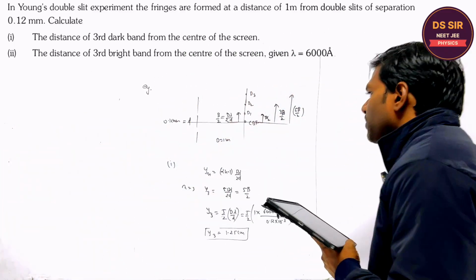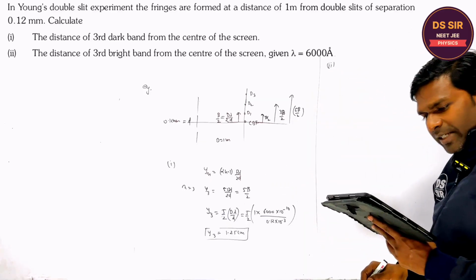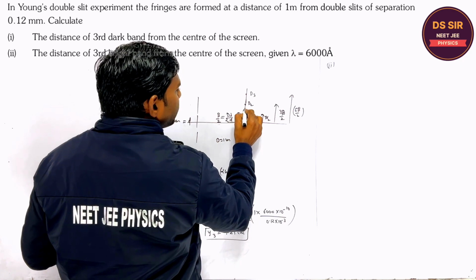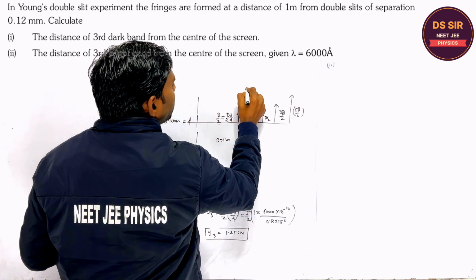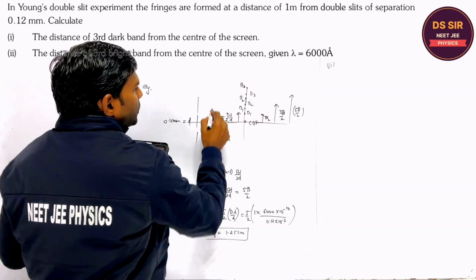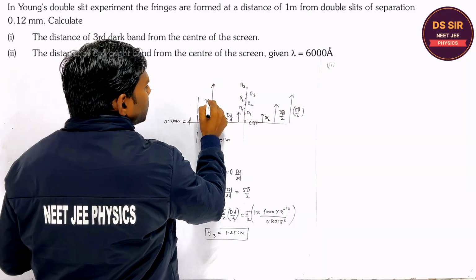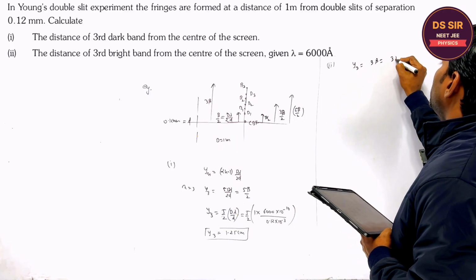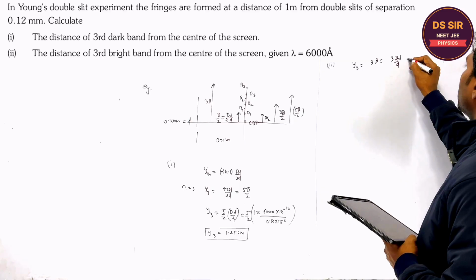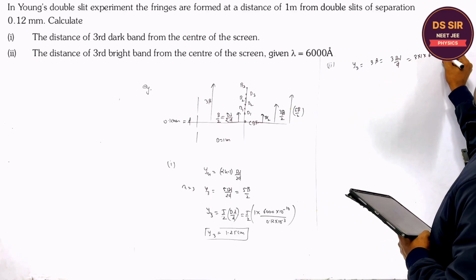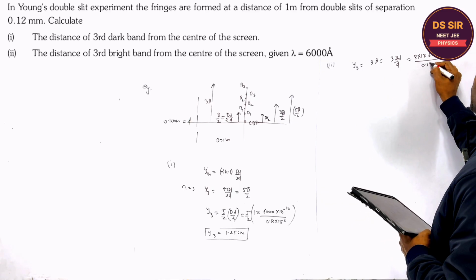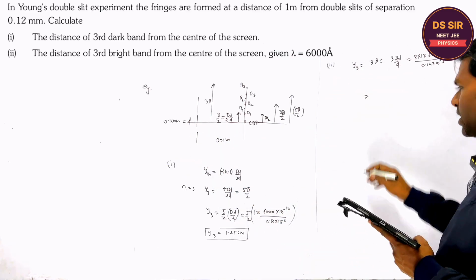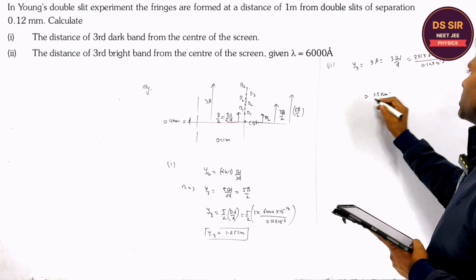In the same way, what is the second part, please tell? In the second part, the distance of the third bright fringe from the center. Suppose this is D1, this is the CBF, this is B1, B2 and then B3. So what is the B3 distance? 3 beta. So Y3 is equal to 3 beta, that is 3 d lambda over d. So 3 into 1, lambda is 6000 angstrom and d is 0.12 millimeter. When you calculate, it comes to be 1.5 centimeter.